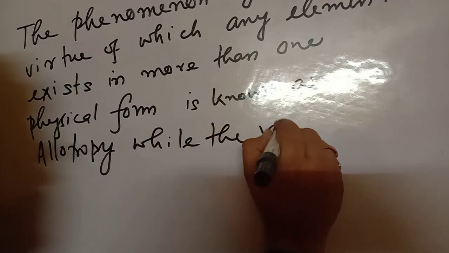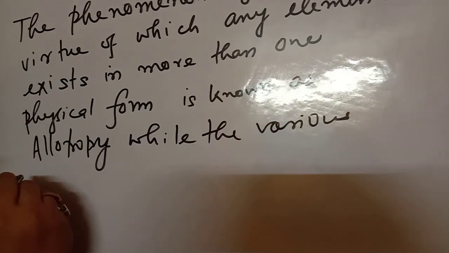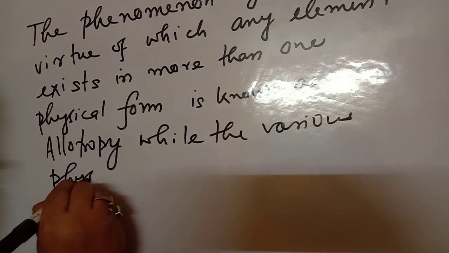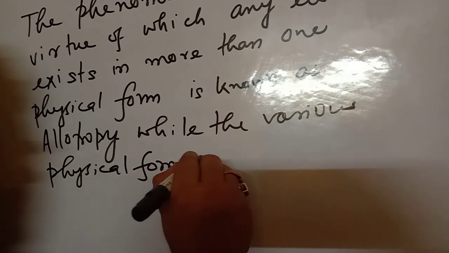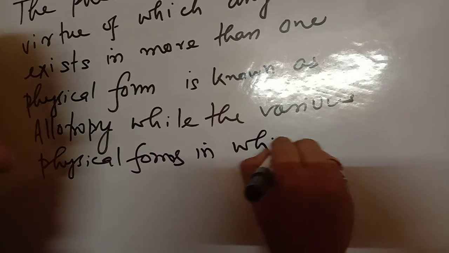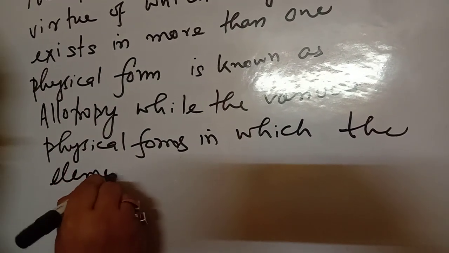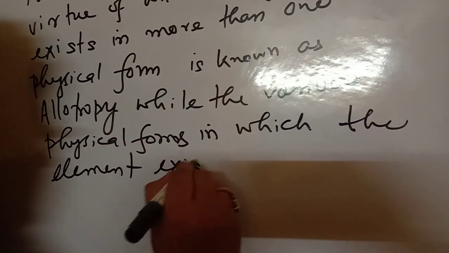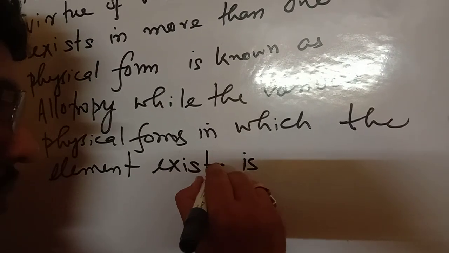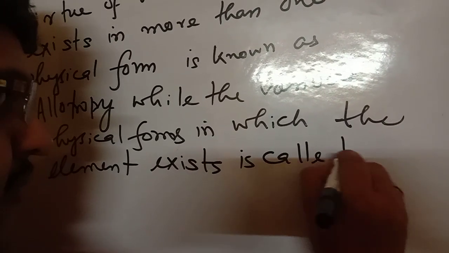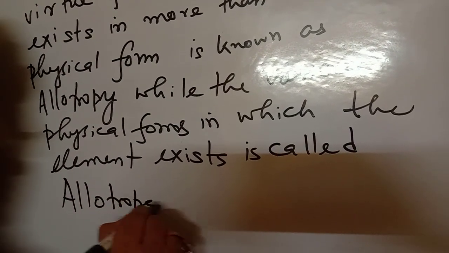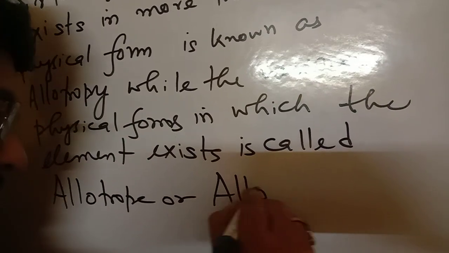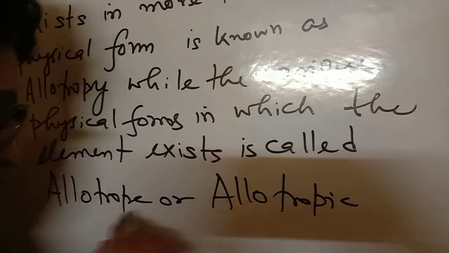while the various physical forms in which the element exists is called allotropes or allotropic modification.